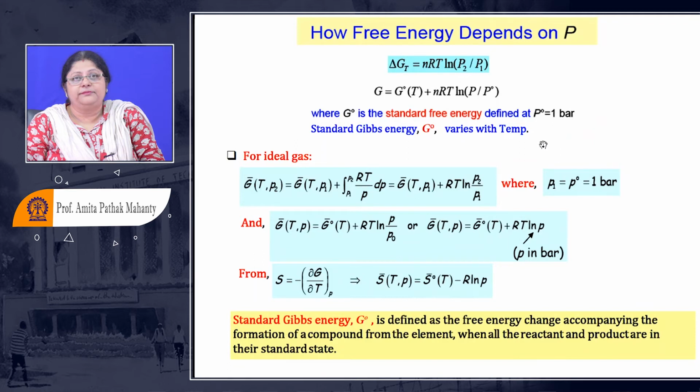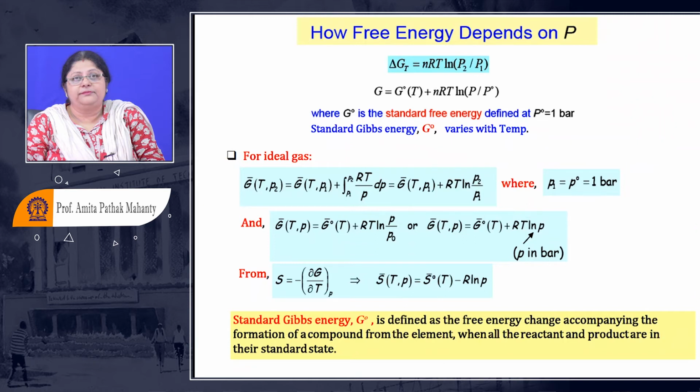So the standard Gibbs energy, how it's going to vary with temperature, we can do that. But what is standard Gibbs energy? Have you any clue what is standard Gibbs energy? Standard Gibbs energy is the free energy change accompanying the formation of the compound from its elemental state.